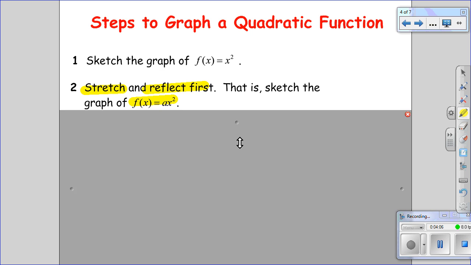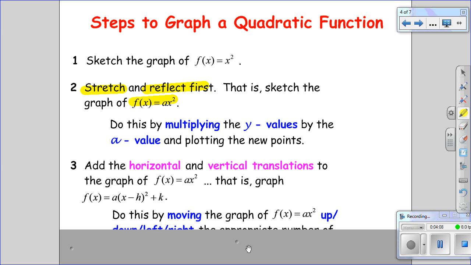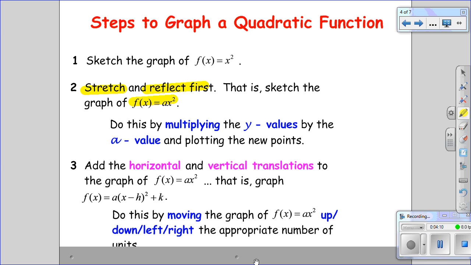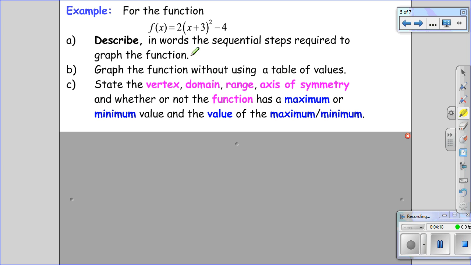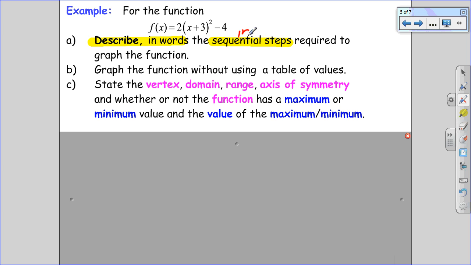So that means we're going to take the graph of f of x is a x squared, and we're going to move it left and right, up and down the appropriate number of units. What does that look like when I graph it? Well, first we're going to describe in words the sequential steps. So that really means what are the steps in order. So we might want to write that on our page, that we're really looking for what we're going to do in order to graph the function.